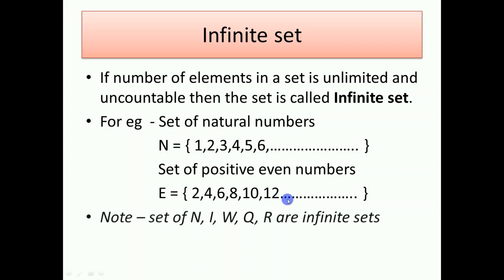Also, I have told you in my last video, there are some standard sets, where N stands for natural numbers, I stands for integers, W stands for whole numbers, Q stands for rational numbers, R stands for real numbers. These 5 sets are infinite sets, because there are lots and lots of numbers present in these kinds of sets. So you have to remember that the sets of natural numbers, integers, whole numbers, rational numbers and real numbers are nothing but infinite sets.